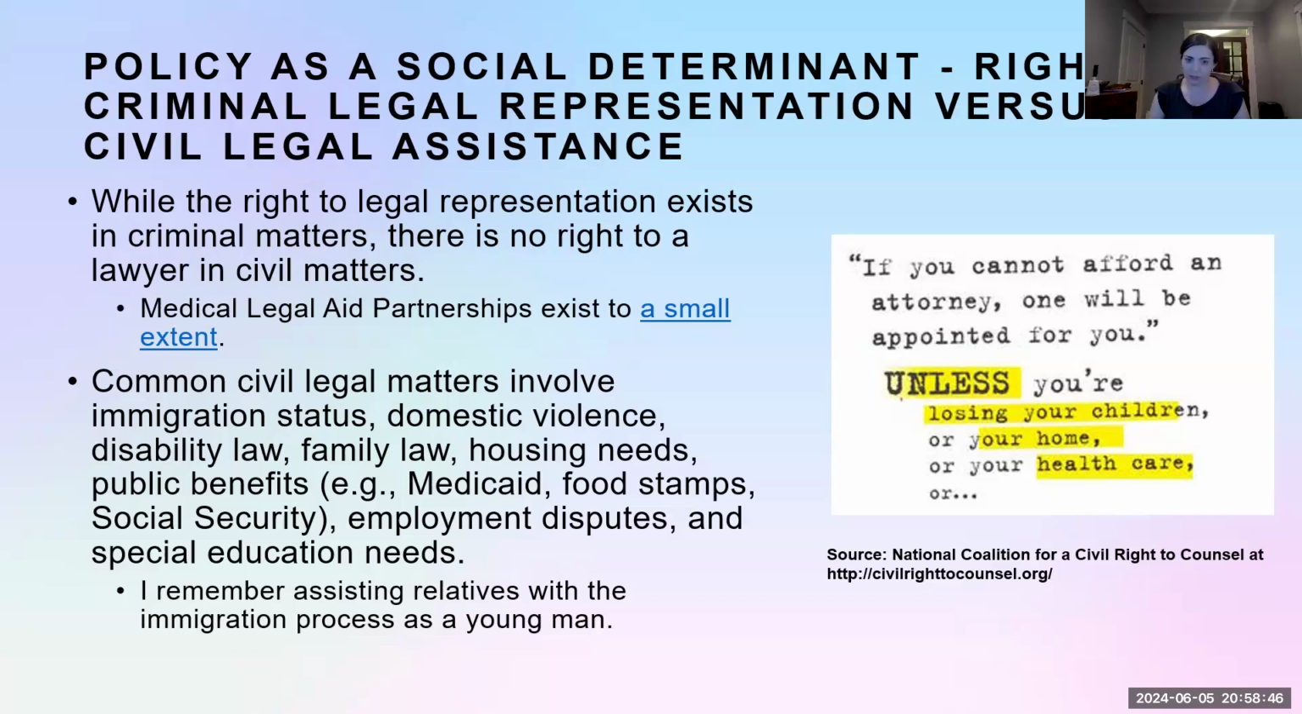Legal aid. This graphic here, every time I see it, I'm just like, we know most of us have watched law enforcement cop TV shows, right? I used to watch Law and Order years ago, NCIS maybe. If you cannot afford an attorney, one will be appointed for you. We know that's criminal law in the United States. You get a public defender appointed for you, but you don't have any civil rights. So the point here is, if you cannot afford an attorney, one will be appointed for you unless you're losing your children or your home or your healthcare or your right to work, right? Any of those things that are so important. You don't have guaranteed representation from a civil perspective.